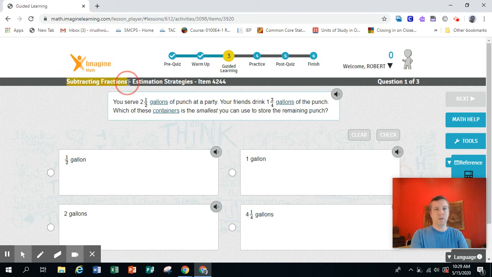Subtracting fractions estimation strategies, item 4244. You serve 2.5 gallons of punch at a party. Your friends drink 1 3/4 gallons of the punch. Which of these containers is the smallest you can use to store the remaining punch? Let's look at the math helps.